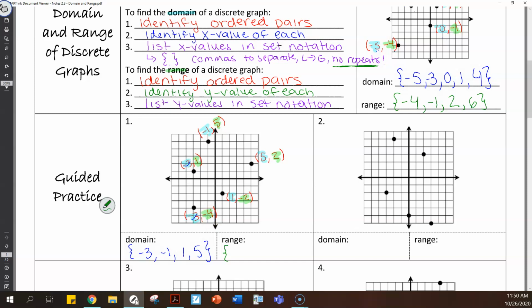So my smallest y value is negative 4. Then I've got negative 2, 1, 2, and 5. I have no repeats here, so just the list will do.